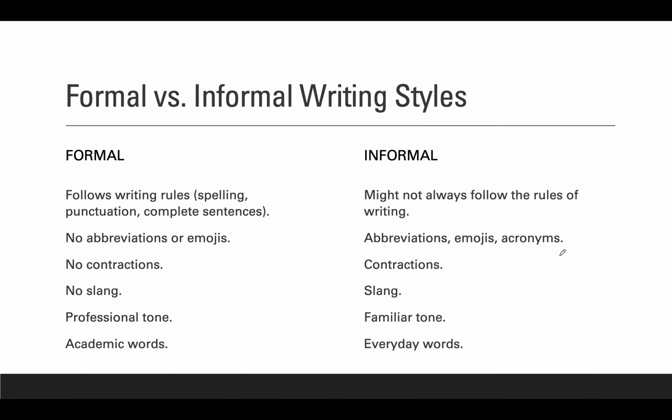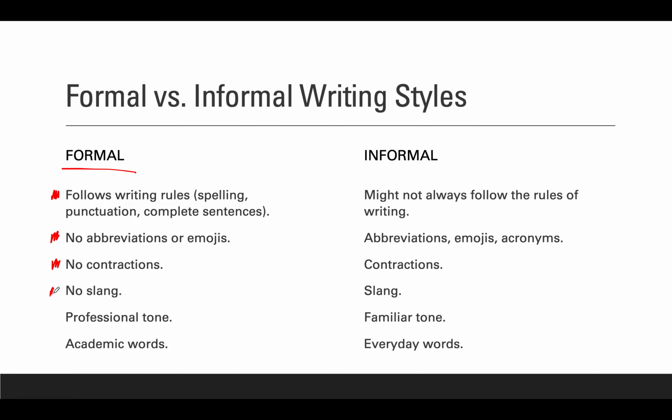So here are our differences between formal and informal writing styles. First of all, formal writing follows the writing rules that you probably learned when you began learning English. Simple things like spelling and punctuation and complete sentences, those need to be followed all of the time in formal writing. Secondly, we don't use abbreviations or emojis. And we don't use contractions. Like instead of don't, we say do not. Instead of won't, we say will not in formal writing.